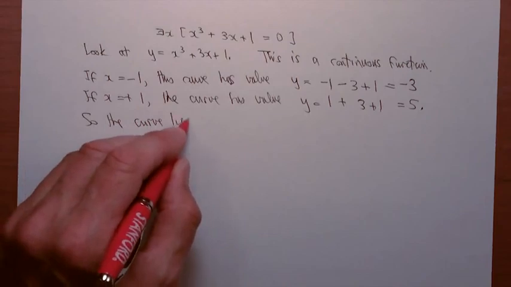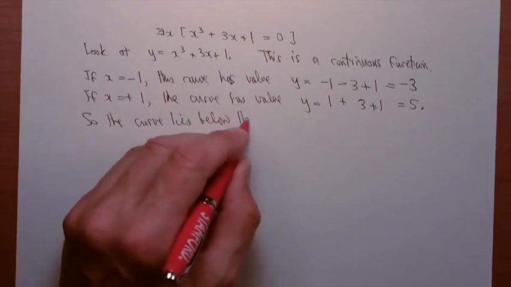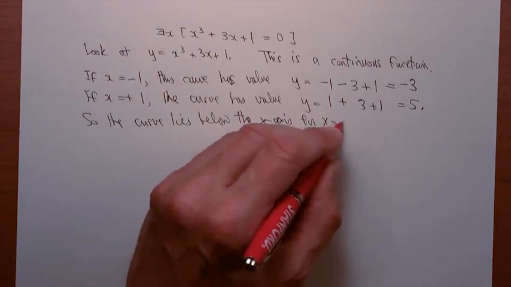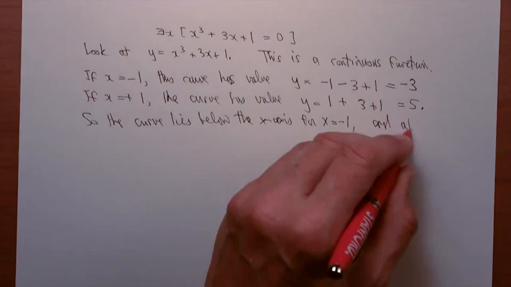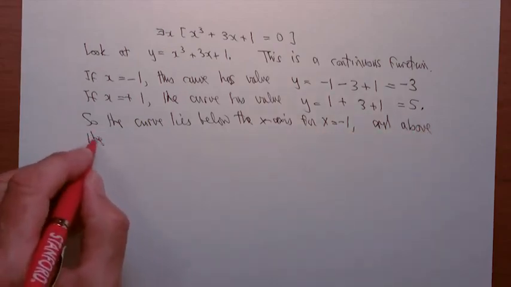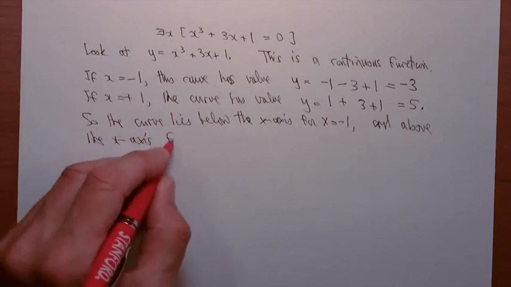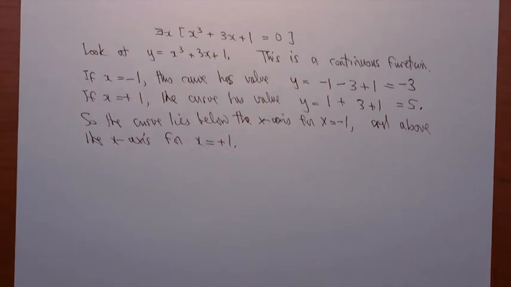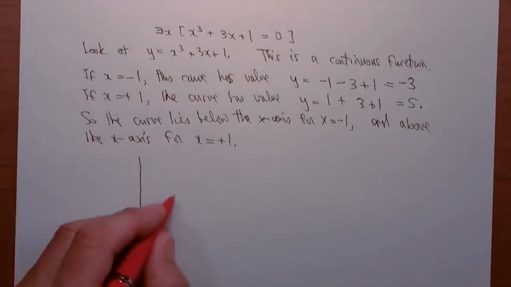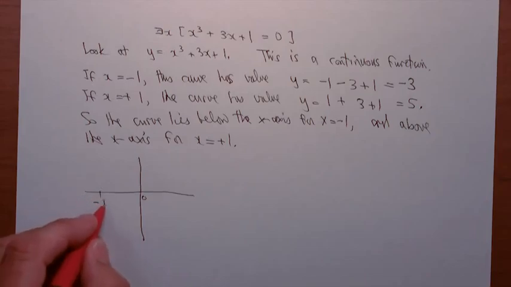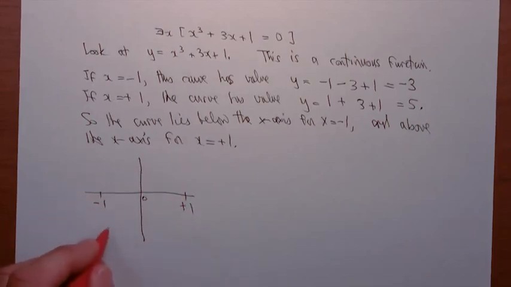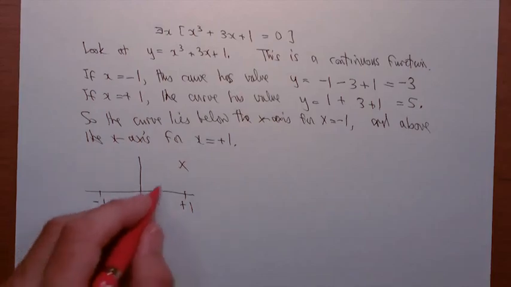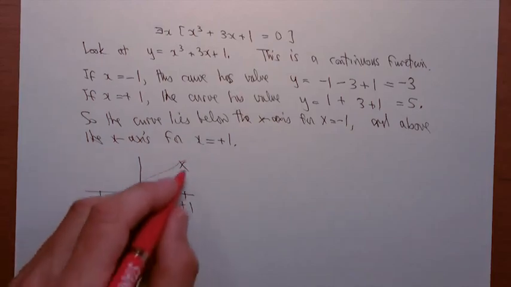So the curve lies below the x-axis for x equals -1, and above the x-axis for x equals +1. So it looks something like this. Put the origin here, we're going to look at -1, and we're going to look at +1. It's going to lie somewhere down here at -1, it's going to lie somewhere up here at +1, and somewhere it's going to cross the axis. I mean, it looks like that, who knows?